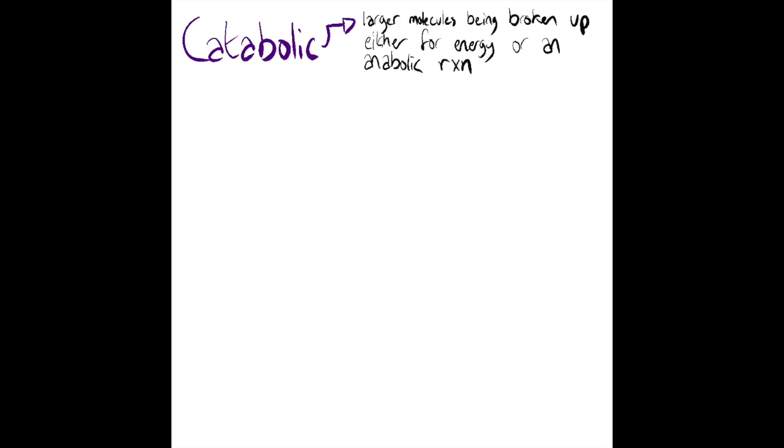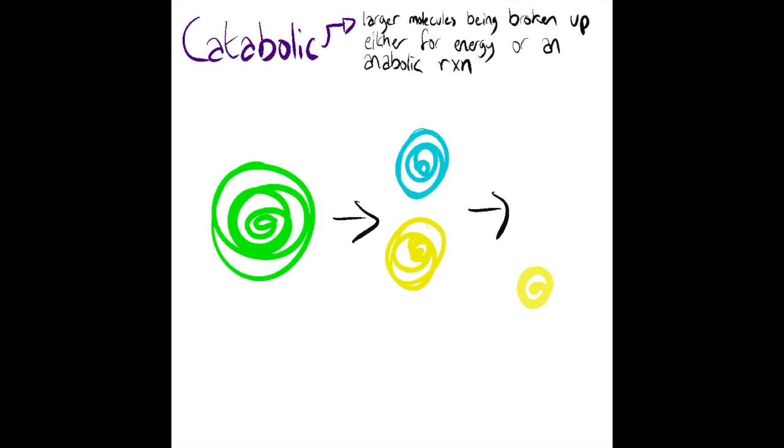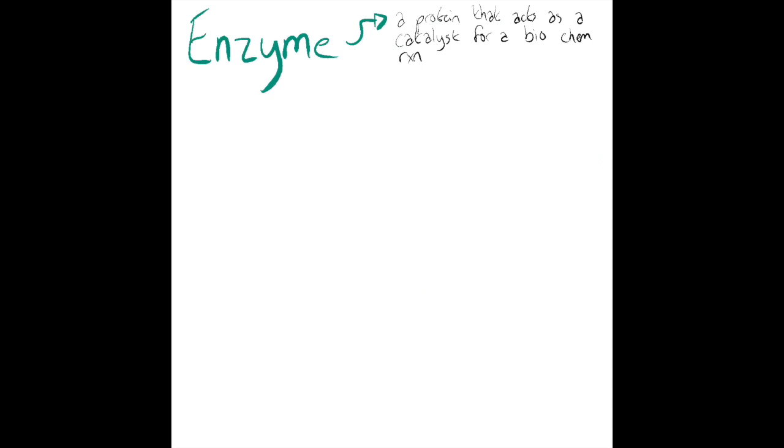Catabolic reactions are when larger molecules are broken down either for energy or to be used in an anabolic reaction. From here, the green turns into blue and yellow, and then the blues turn into different shades of blues, and the yellows turn into different shades of yellows.